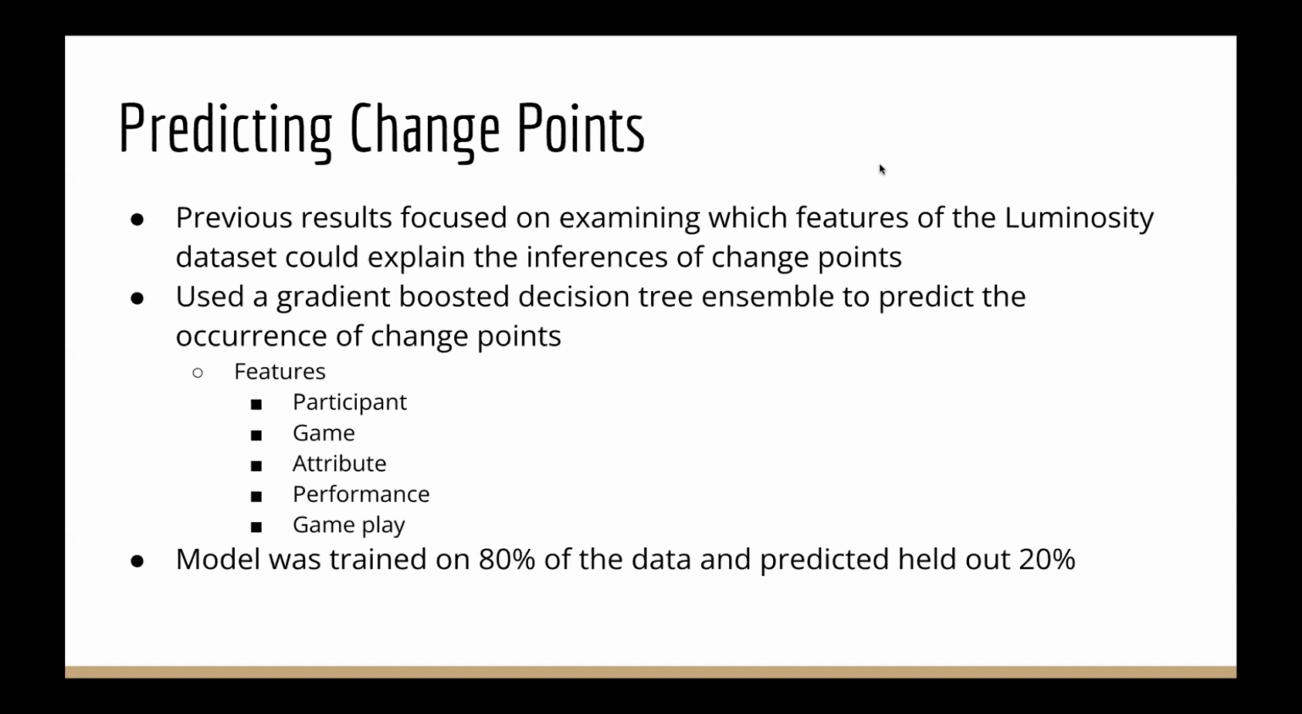The goal of our last analysis was to shed more light on the sources of variance that can be leveraged when the goal is to predict whether a change point would be inferred on the following trial. Here we leveraged a gradient-boosted decision tree ensemble model that can learn nonlinear relationships between predictors without us requiring to specify them in advance. To predict whether a change point would be inferred on the following trial, the model used 3 different features previously discussed: participant, game, and attribute, as well as gameplay and previous performance.